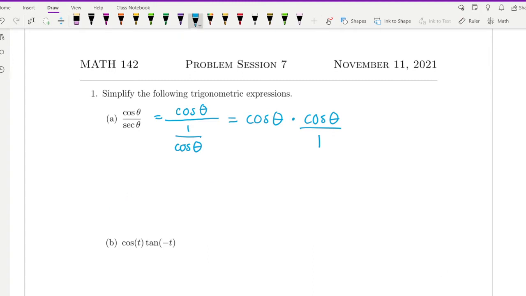Okay, so how do we simplify this? Well, cosine of theta times cosine of theta is cosine squared of theta. And then we have a 1 in the denominator. We don't need to write that. And so our final answer is cosine squared of theta.